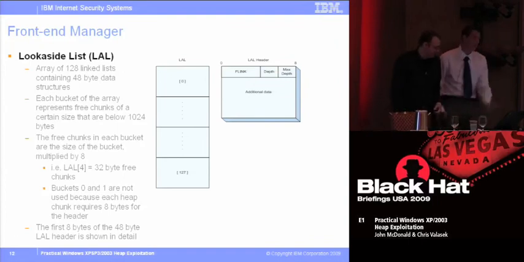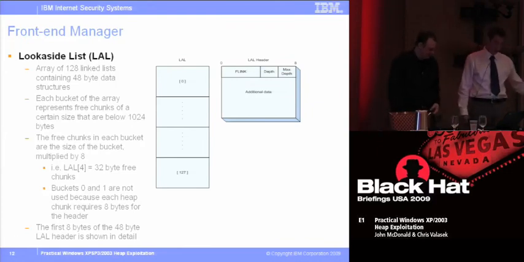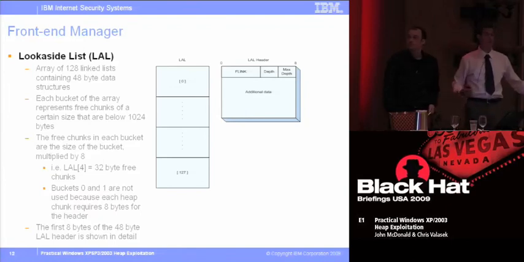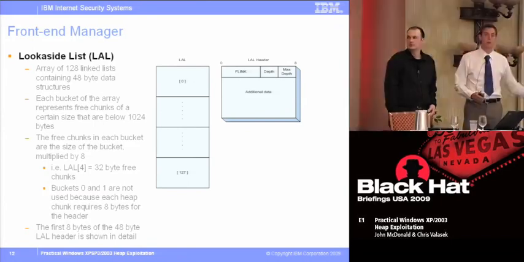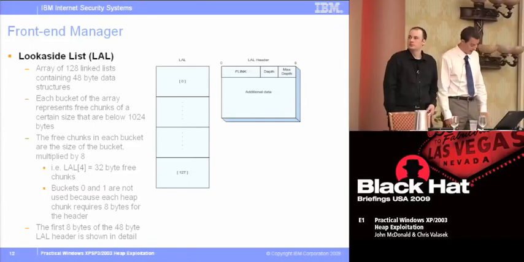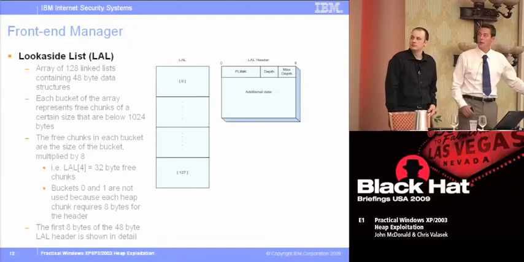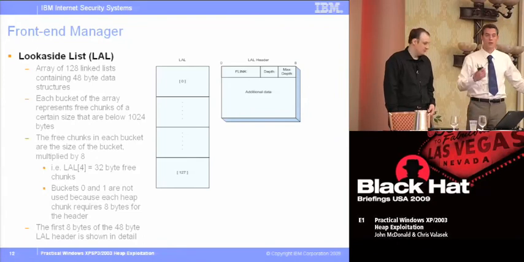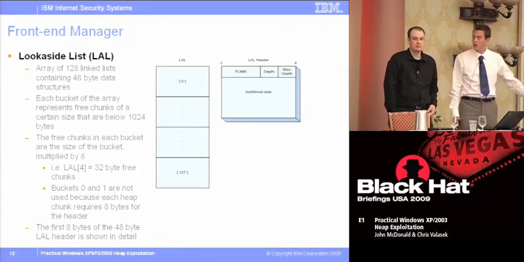It's an array of 128 linked lists containing 48-byte data structures. These are free chunks of sizes less than 1024, and the index of each array multiplied by 8 gives you the size. So say look-aside list 4, that's 32 free bytes. Of course, eight of them are always reserved for the heap chunk header. And also noted that heap chunks in the look-aside list still have the flag set as busy. This is so that the free list won't go up from under it and allocate those chunks without its knowledge.